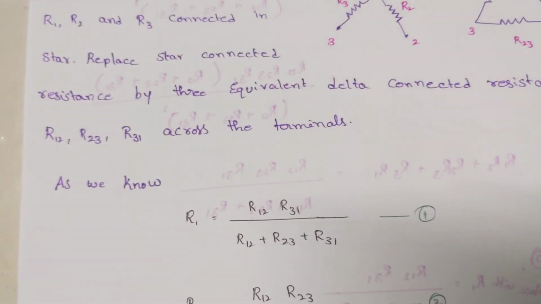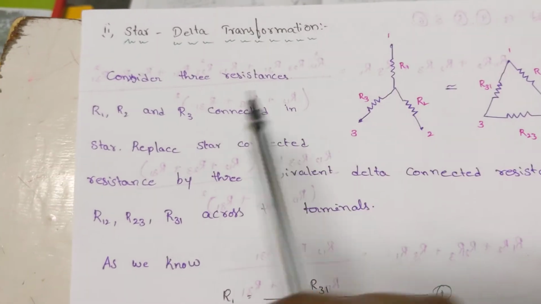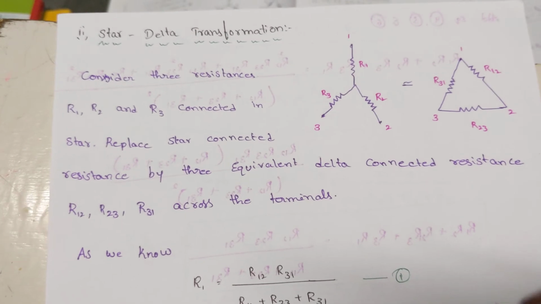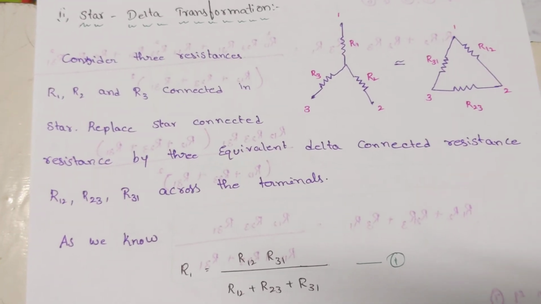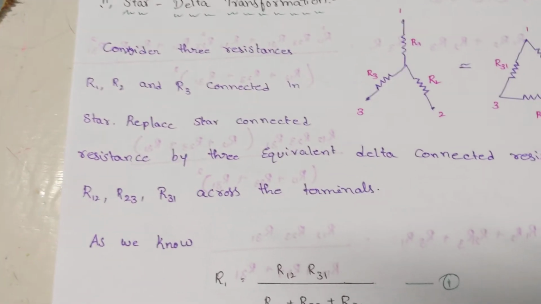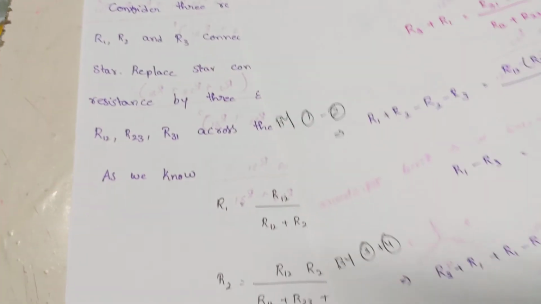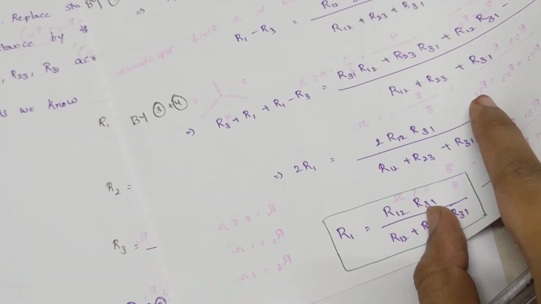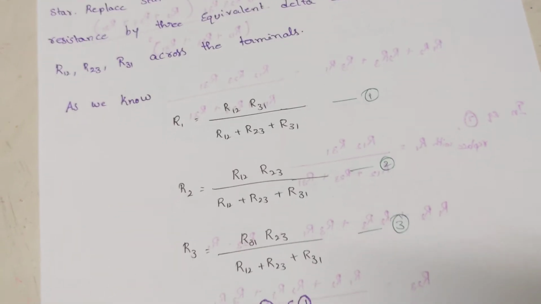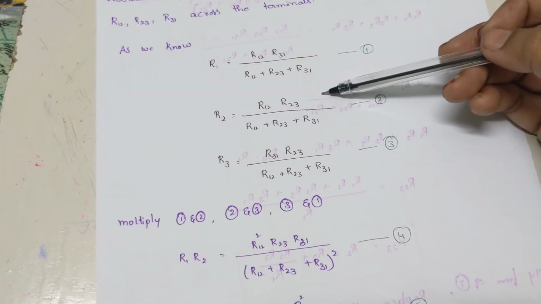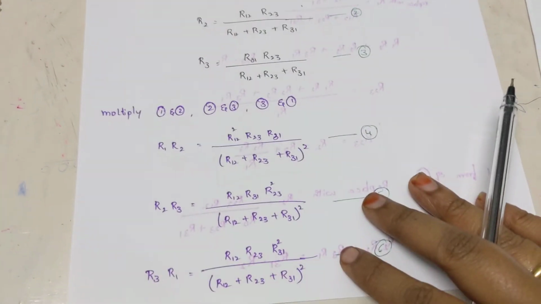That means I know the star values, the values of R1, R2 and R3. If I want to find out what R12, R23 and R31 will be, how do we perform it? Already you know the star resistor values, what R1 is in terms of delta. Already here you have these values. So take those values and multiply.